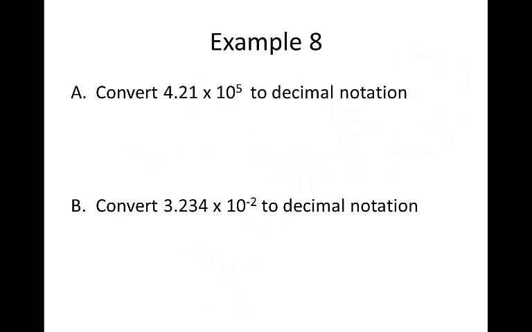Now let's try a couple on your own. Let's convert 4.21 times 10 to the 5th to decimal notation, and then we'll convert 3.234 times 10 to the negative 2 to decimal notation. Okay, so what are we going to do? We got 4, 2, 1. Decimal point was right there, so I'm going to move it 5 places. 1, 2, 3, 4, 5. And I'll fill in my zeros. Now when you're writing these on a test, I want you to rewrite that number so it doesn't have the little line underneath. So 421,000. And you can put a little comma there.